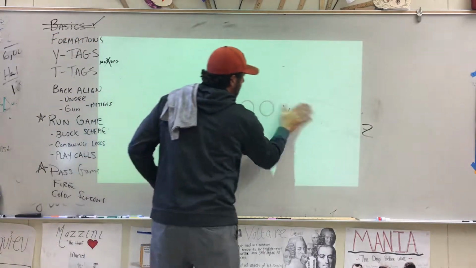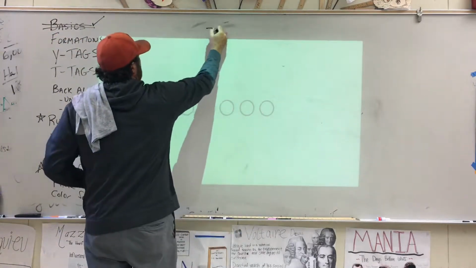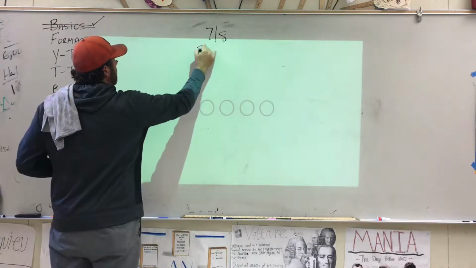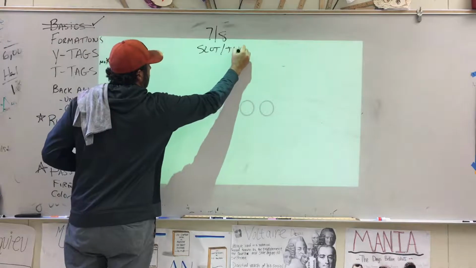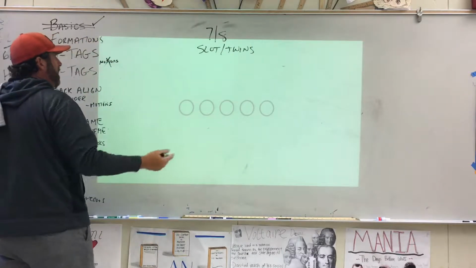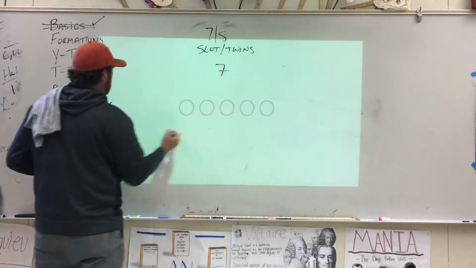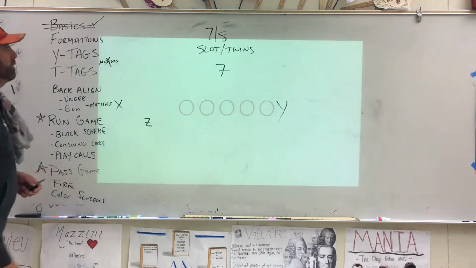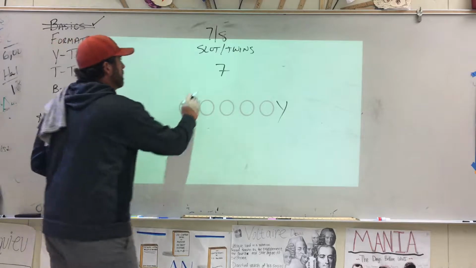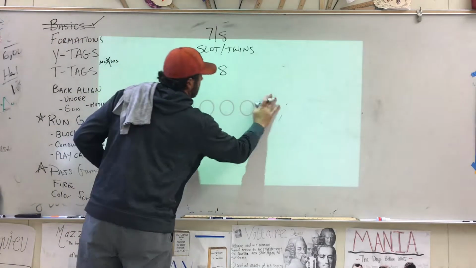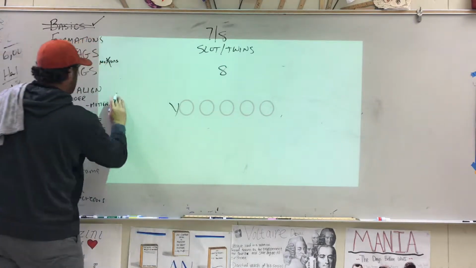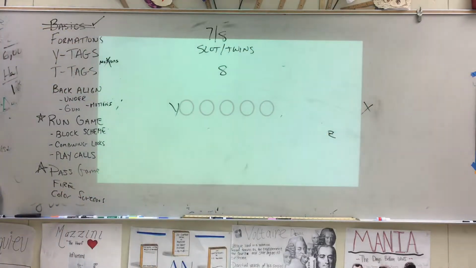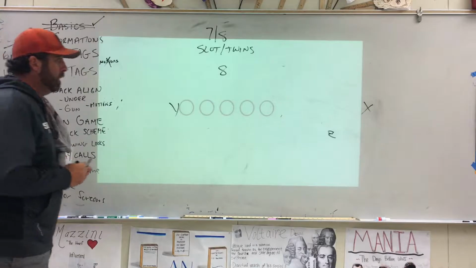Okay. And then 7 and 8. 7 and 8, I think you guys will use a lot. 7 and 8 is your slot. It's your twins. So 7 has more receivers on the left. So it's going to be X and Z and then Y. Okay. And 8's your opposite, X and Y. So those are the ones I think you're going to be using the most.